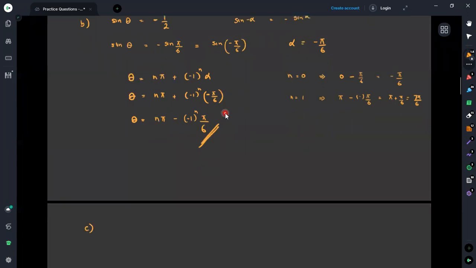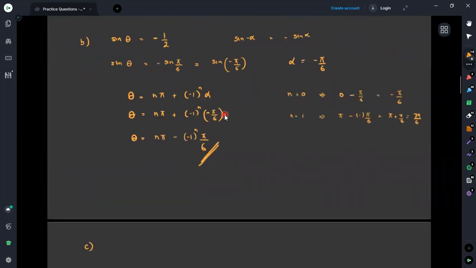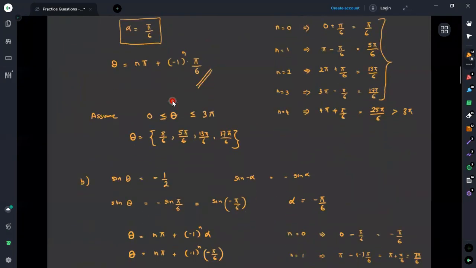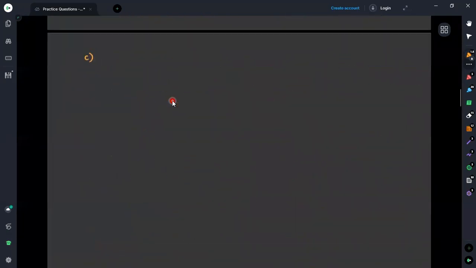Then if you are moving to the third one, it is question C. It is cosine theta equals half. If we move to a discussion of cosine theta equals half, then first we need to take the general solution, the least possible value that we can take for cosine theta equals half.